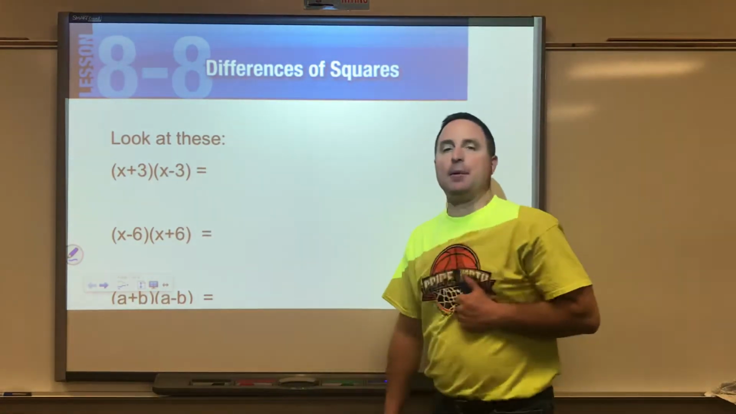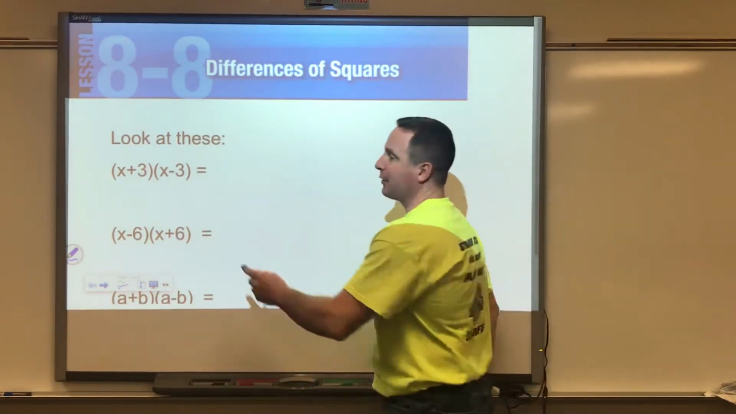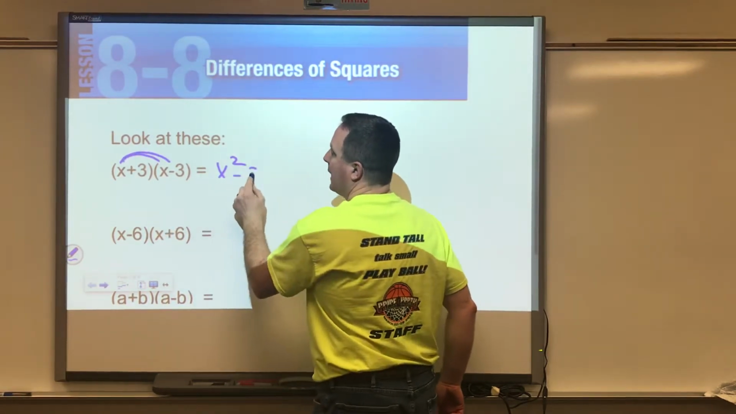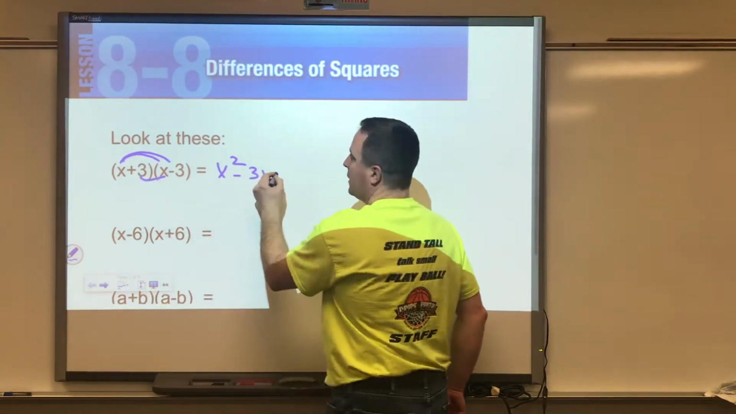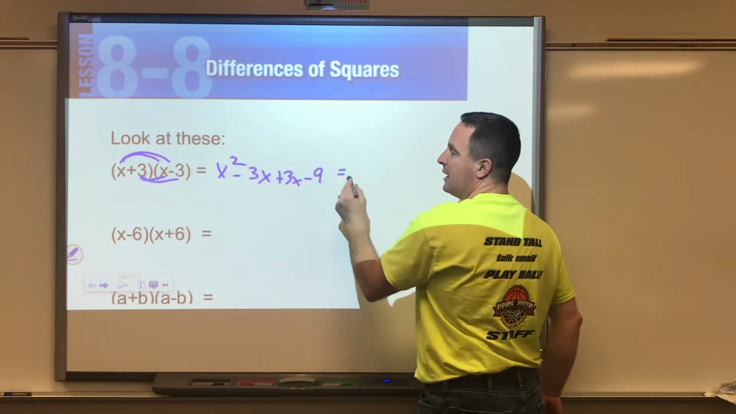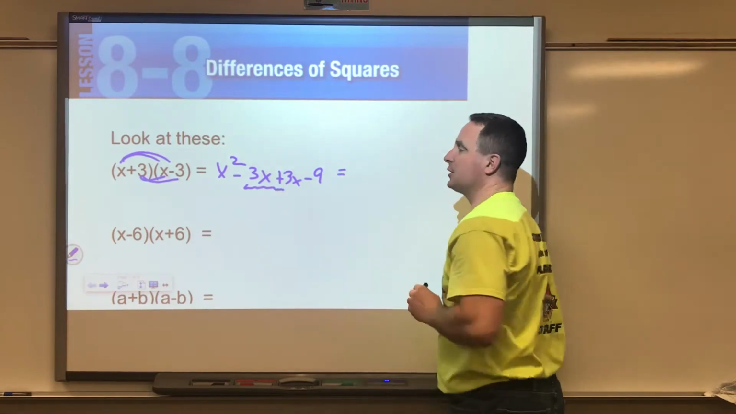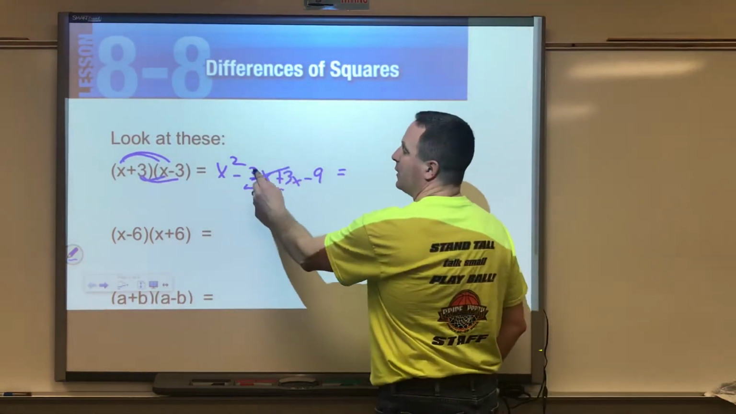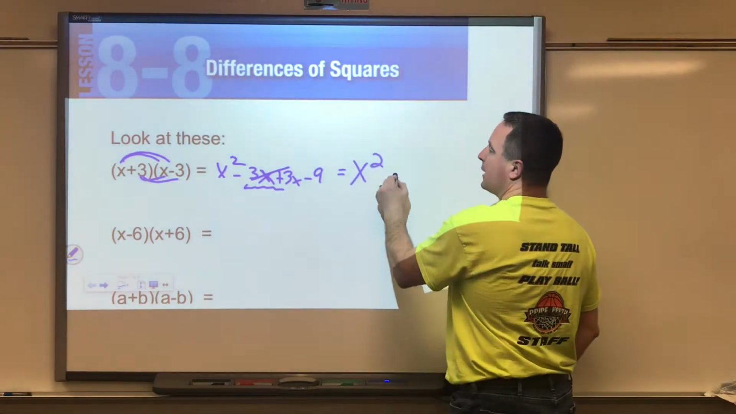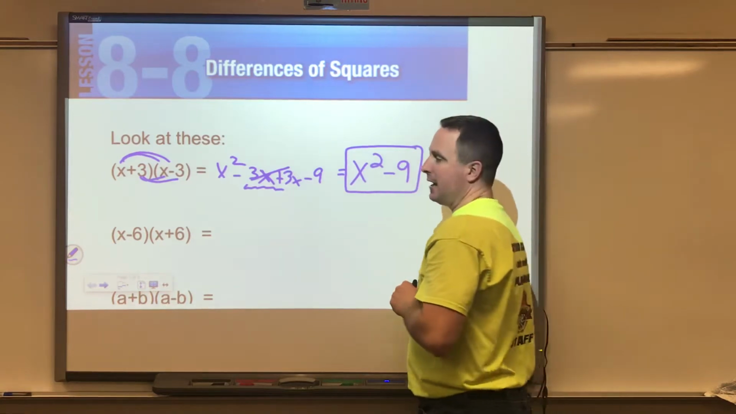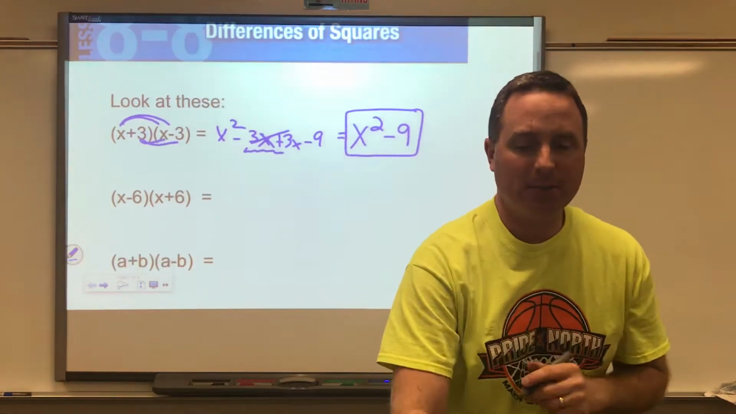I'm going to start out with a couple binomials, and I'm going to FOIL them back together here. I'm going to do this kind of fast. I get x squared minus 3x plus 3x minus 9. And I want you to pay attention. What happens to these middle terms there? A negative 3x and a positive 3x, they cancel out. And I end up with x squared minus 9.